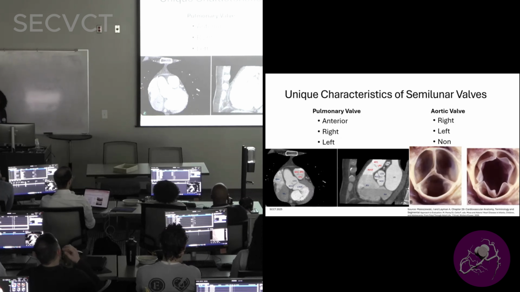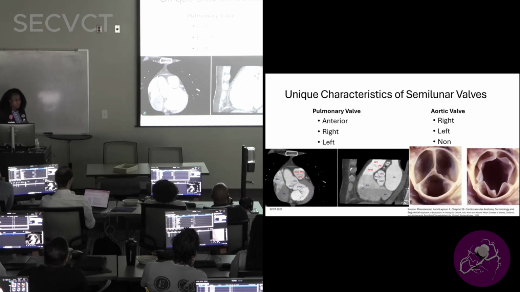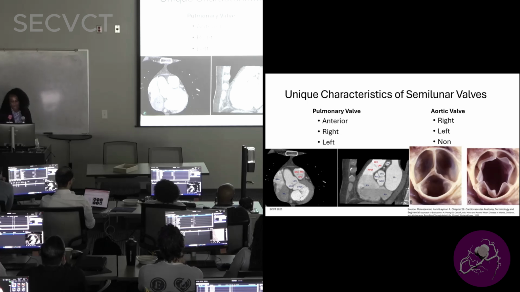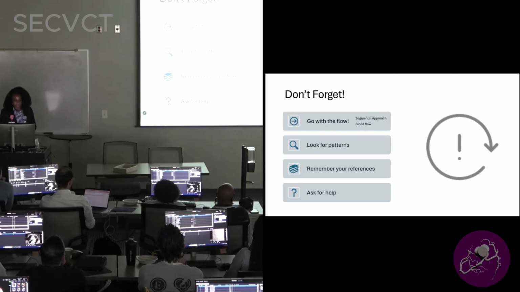And then for our semilunar valves, when normally formed, they're going to be tri-leaflet. You're going to have your anterior, right, and left on your pulmonary valve, and then your right, left, and non on your aortic valve. So, like I said, this is going to be really simple for the cases and everything like that.